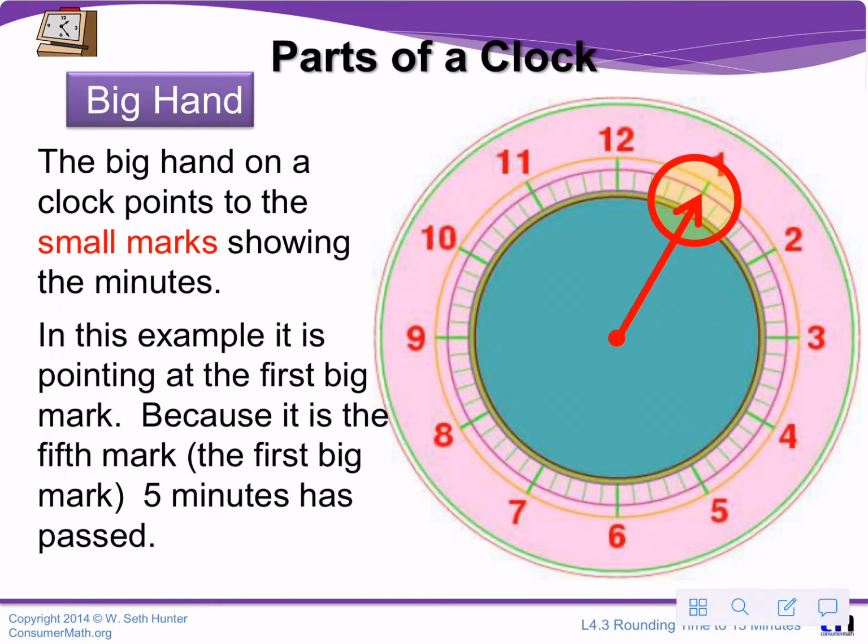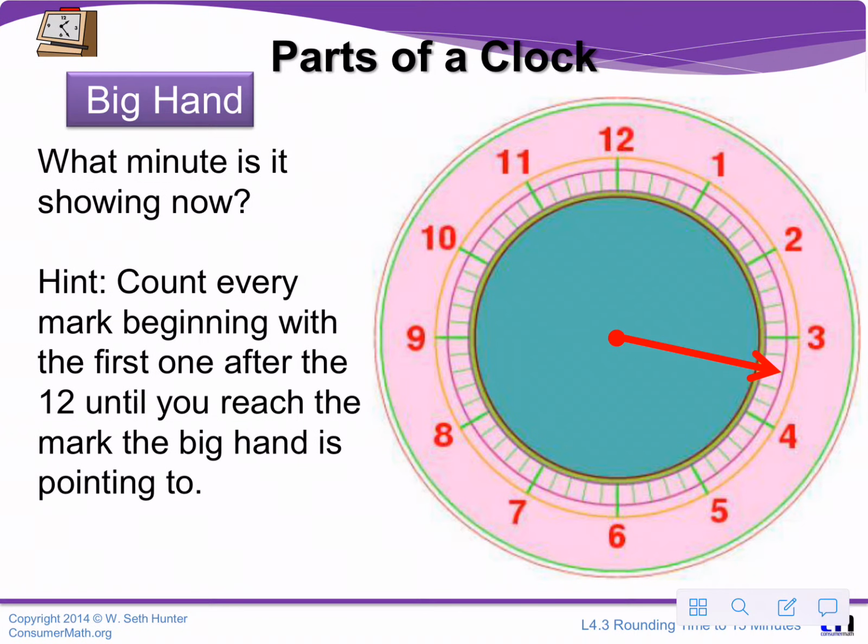The big hand on the clock points to the small marks, showing the minutes. In this example, it is pointing to the first big mark. Because it is the 5th mark, the first big mark, 5 minutes have passed. What minute is showing now? Count every mark beginning with the first one after 12 until you reach the big hand that it is pointing to.